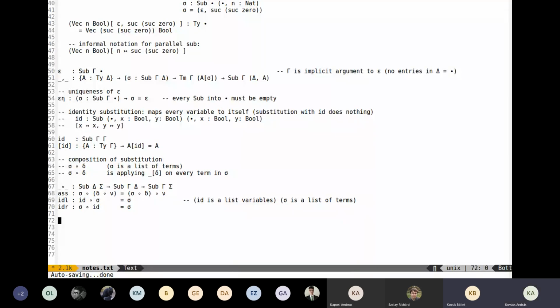I'm sorry, but I was not able to follow. Sorry, so I wanted to say that composition can also be viewed as first substituting the variables with the terms in sigma, then substituting the variables in the terms in sigma with the terms in delta.